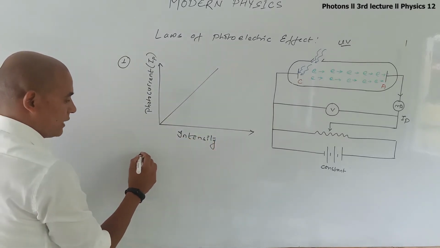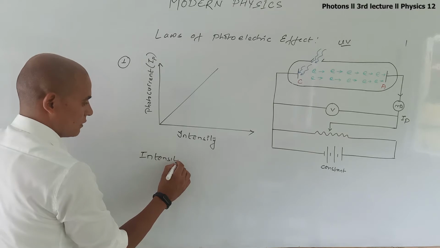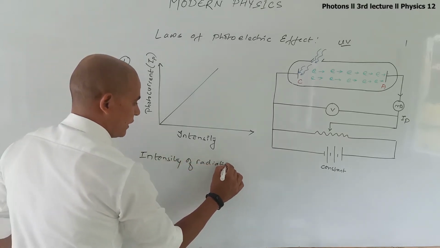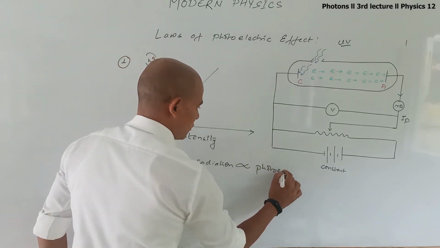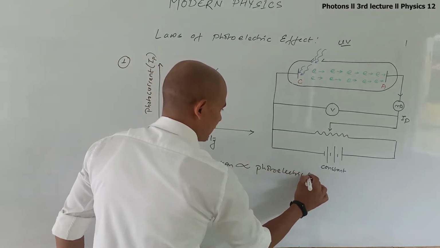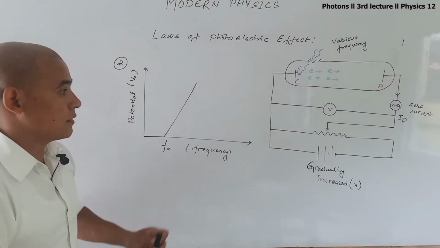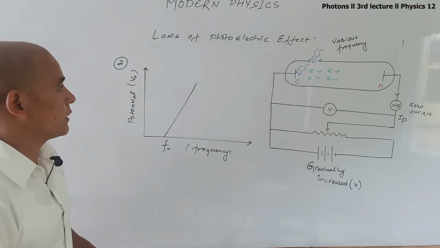So we can write: intensity of radiation is directly proportional to photoelectric current. So this is the second law of photoelectric effect.